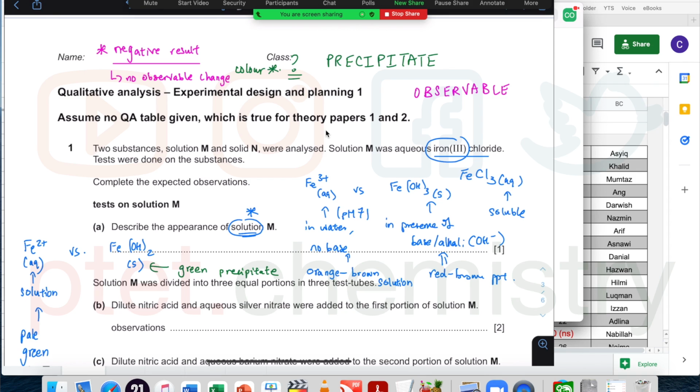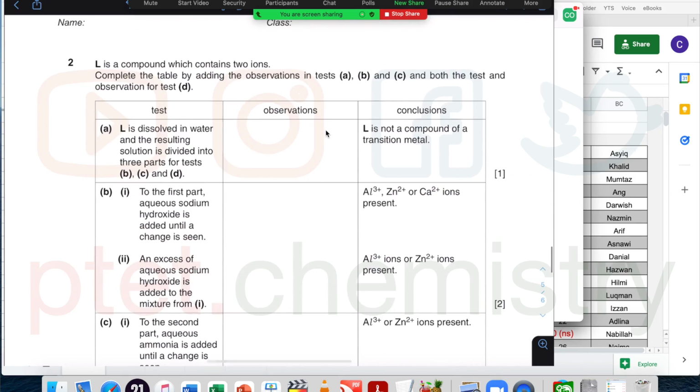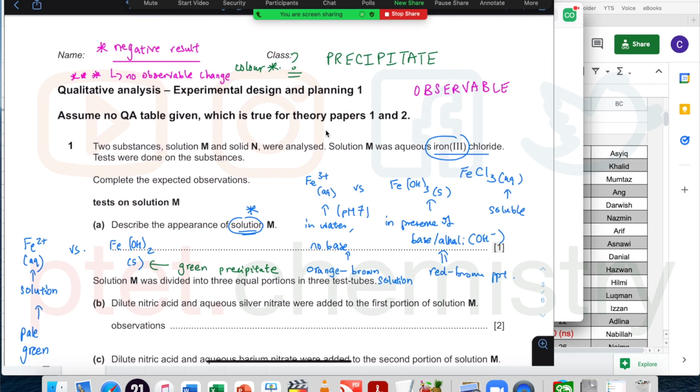This is what we like to use in practical paper. Unless the question specifies no reaction, like sometimes they say write no reaction if no reaction. Let me show you. Not in this one, but I think in the second one, they say in the table, write no reaction if there's no change or no reaction. Then you follow the question. Otherwise, you always go back to this. I repeat this again: we always write no observable change if we don't expect to see anything, meaning a negative result. Here you have iron 3 chloride.